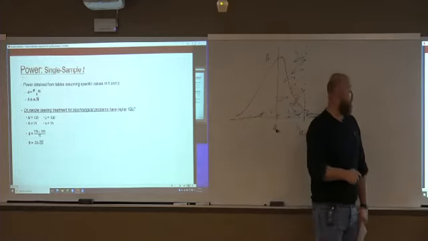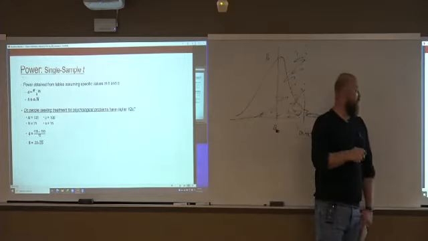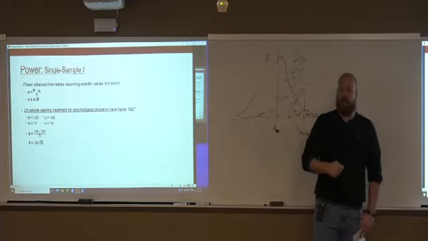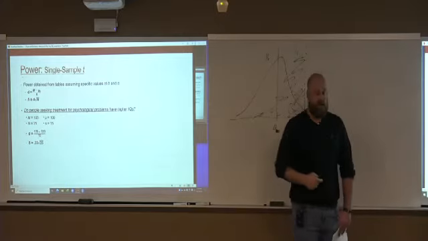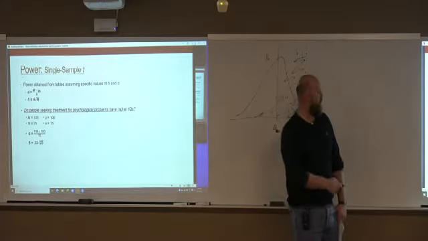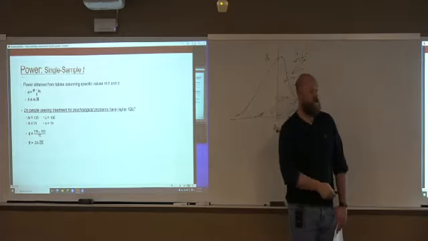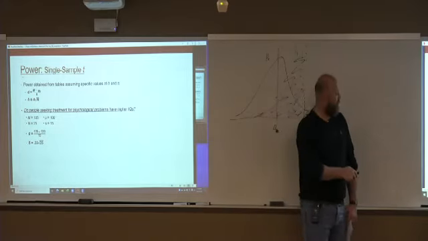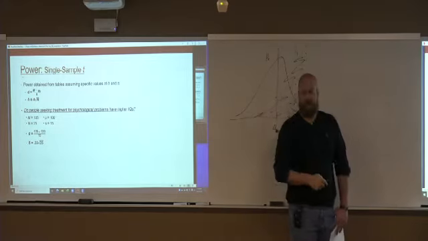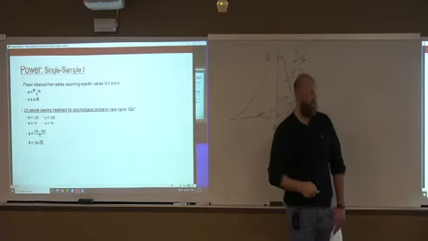Now I know that the mean of IQ scores is 100 with a standard deviation of 15, right? So what I can do is calculate my effect size, and let's say this is based on previous research. So I get 105 minus 100 divided by 15, which is going to give me what?